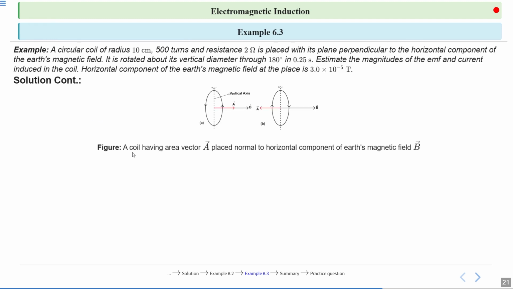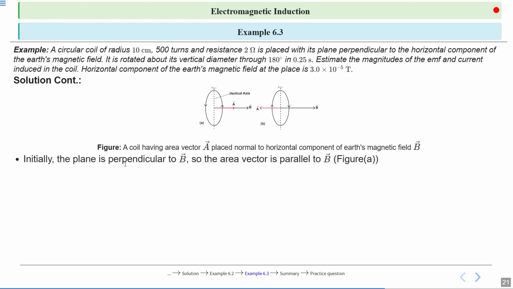Okay. So initially the plane is perpendicular to B. So the area vector is parallel to B. So initial case in figure A, area vector is parallel to B. So theta is equal to 0 degree. So theta initial is 0 degree.